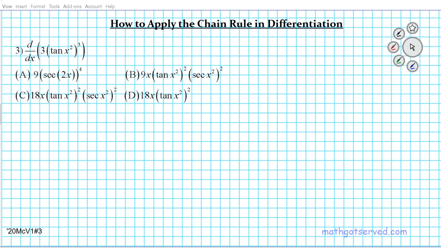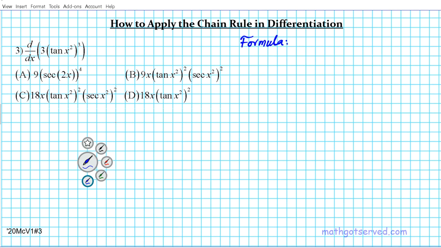Right, let's take a look at question number 3. In question 3, we're going to be learning how to apply the chain rule in finding the derivative. All right, so let's go ahead and write down what the formula is for the chain rule.